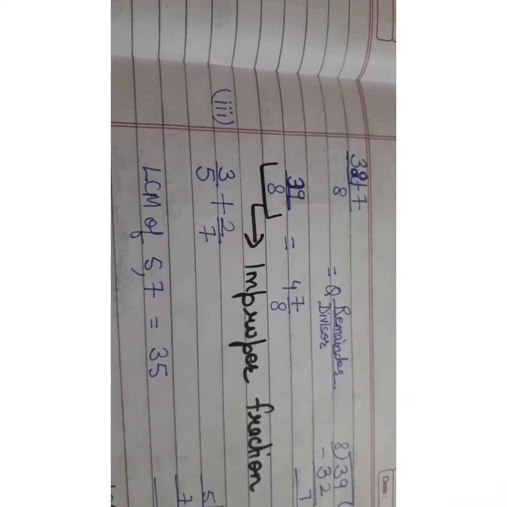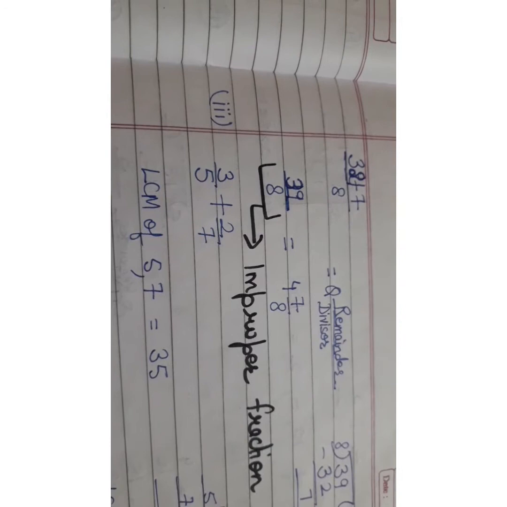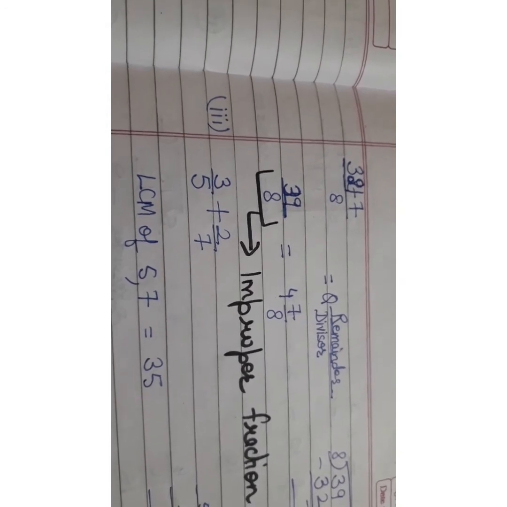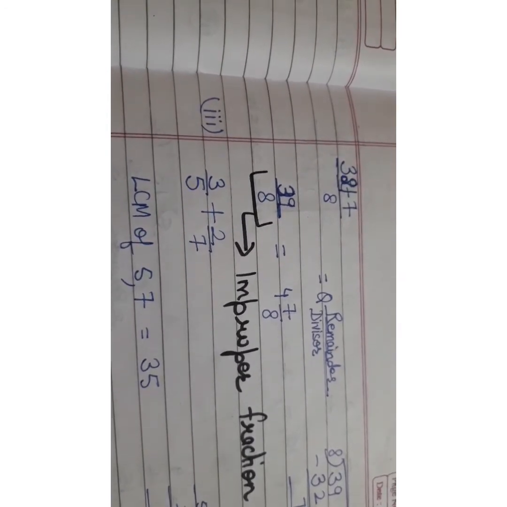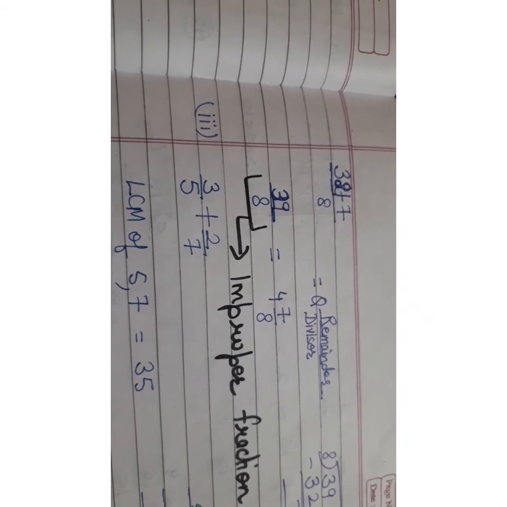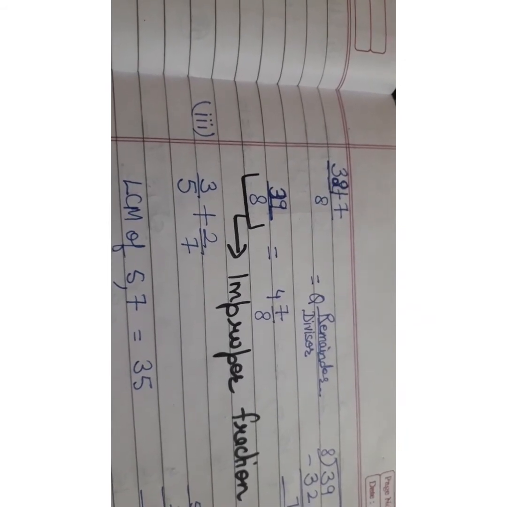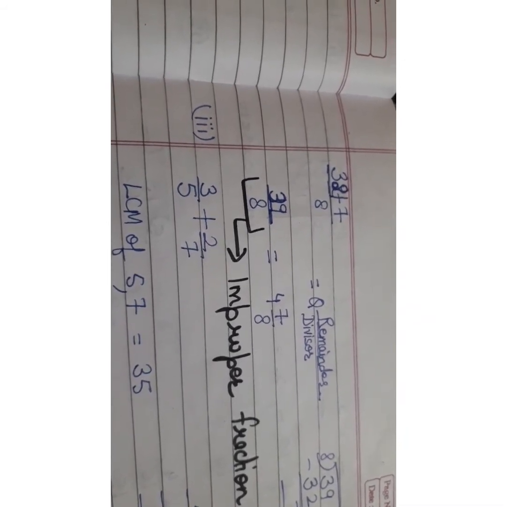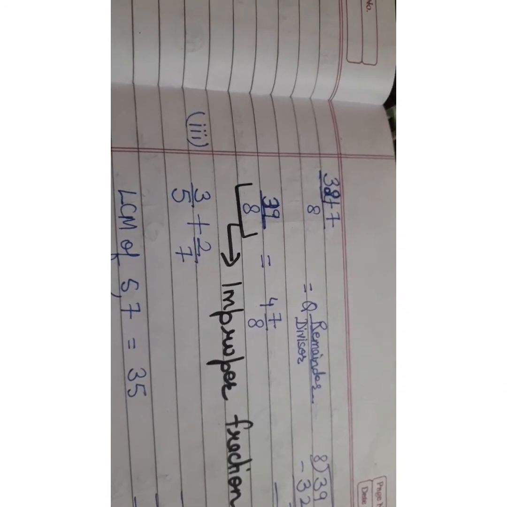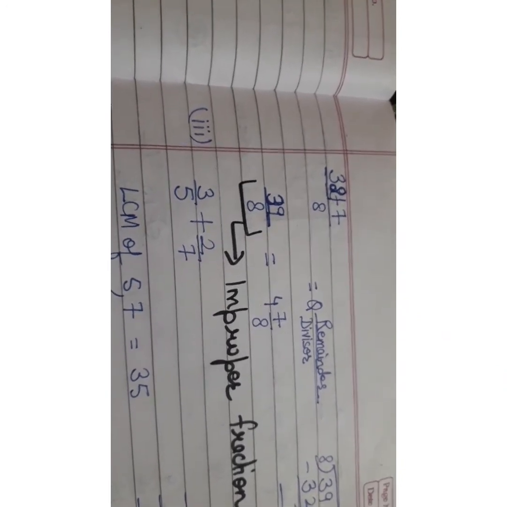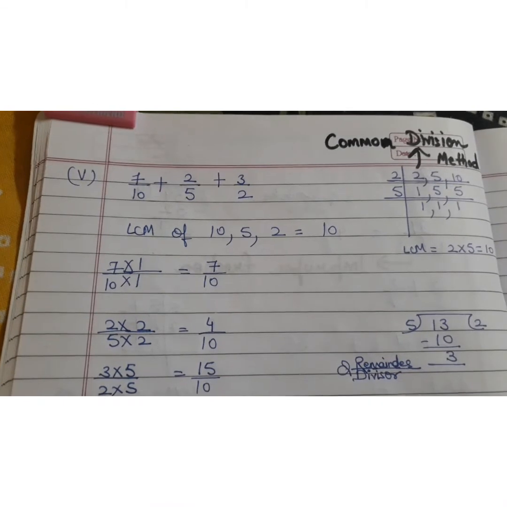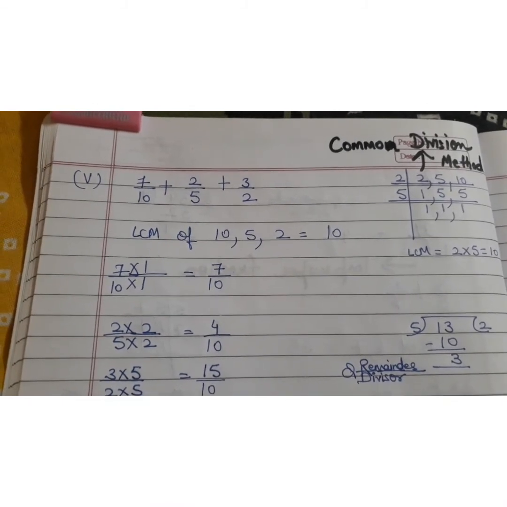Similarly, 39 by 8 is an improper fraction, so we have to convert it into a mixed fraction. Improper fractions are always changed into mixed fractions, and proper fractions cannot be changed into mixed fractions. Fifth part: 7 by 10 plus 2 by 5 plus 3 by 2.